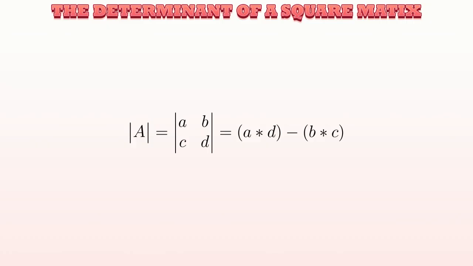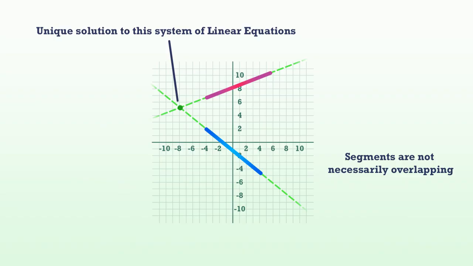A square matrix has the same number of columns and rows. The determinant of a square matrix is a scalar value defined by the formula A times D minus B times C. It tells us if a unique solution to a system of linear equations exists. The unique solution is the point of intersection between the lines and indicates the determinant is not zero. Keep in mind, the lines intersecting does not necessarily mean the line segments are intersecting.